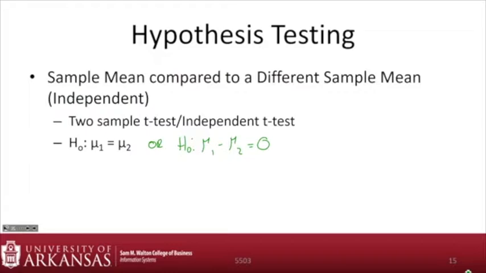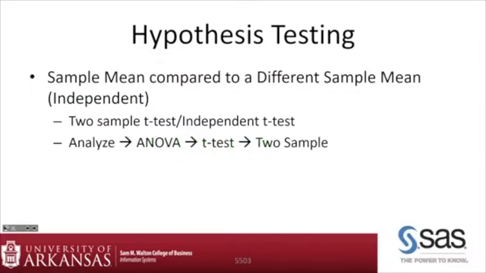Okay. Hypothesis test. So there's our null and alternative. How we're going to do it? It's the same way I taught you how to do the 1-sample t-test, except now we're going to do a 2-sample t-test. So we're going to go to Analyze, ANOVA, the t-test, and 2-sample. And then we'll click around and see all the different features we have on the map.